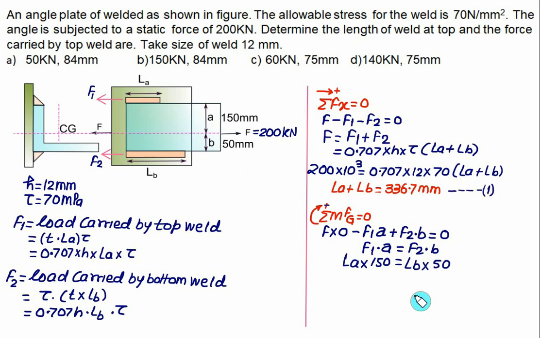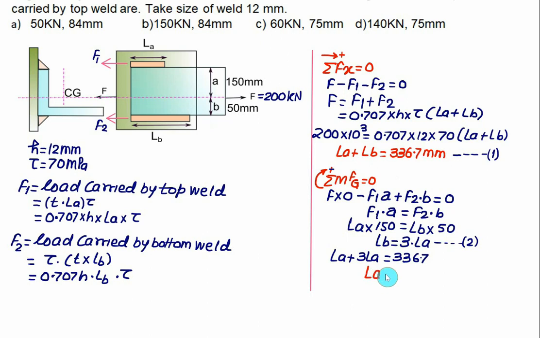Since we are interested in finding the value of LA, that is the length of the top weld, it is better to replace LB in equation 1. So we have LB is equal to 150 divided by 50, that is equal to 3 times LA. So this one is equation number 2. So we'll put this value back, we'll get LA plus LB, which is equal to 4 times LA, is equal to 336.7. So in that case we have LA is equal to 84 mm.